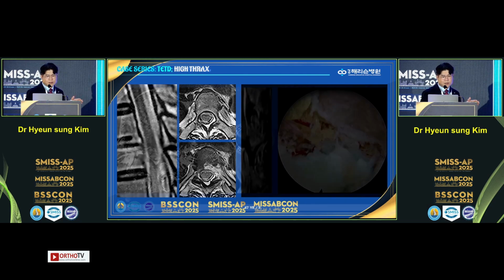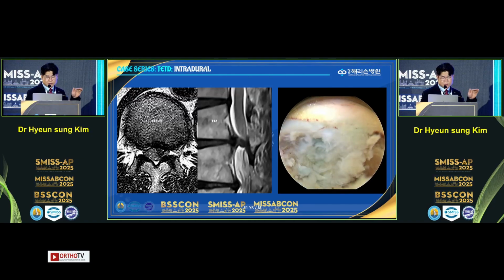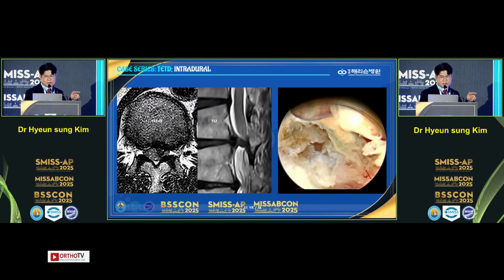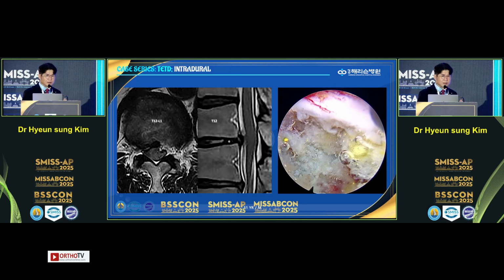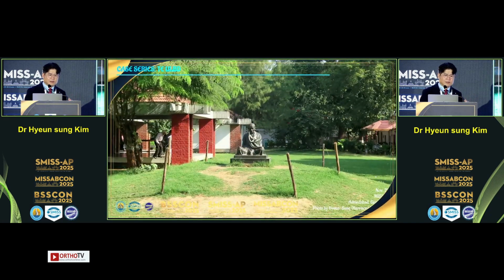Also in cases like this, an intradural ruptured case, we first make a sufficient foraminotomy and make space. Then you can see there is an adhesion point, and we check the dural point here, remove the ruptured disc, and finally seal with TachoSil. Then you can get an excellent clinical result in spite of serious cases.